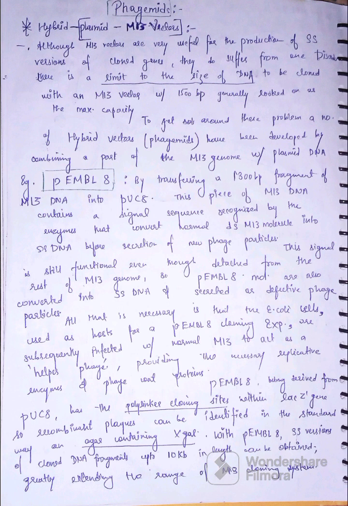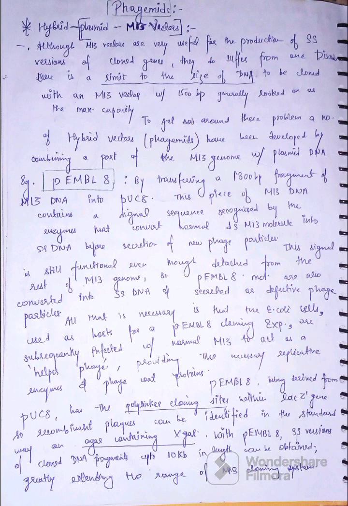of the insert DNA. To get around this problem, a number of hybrid vectors called phagemids have been developed, combining a part of the M13 vector and the plasmid DNA, right? So we can say a phagemid is nothing more than a plasmid DNA with a part of the M13 genome or M13 vector. So first we will talk about an example: pEMBL8, I call it pEMBL8.